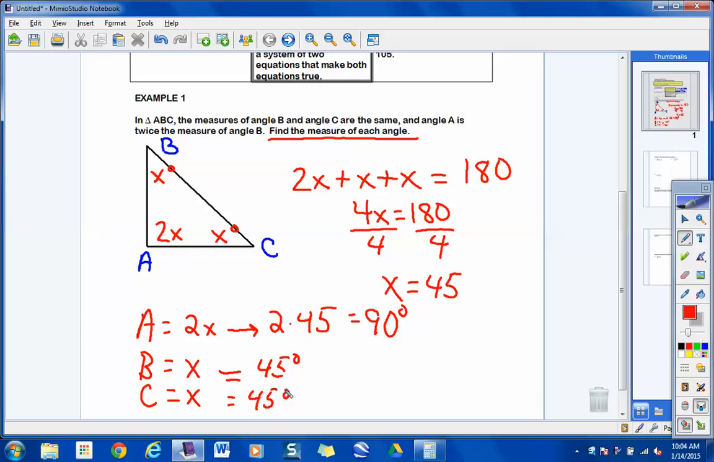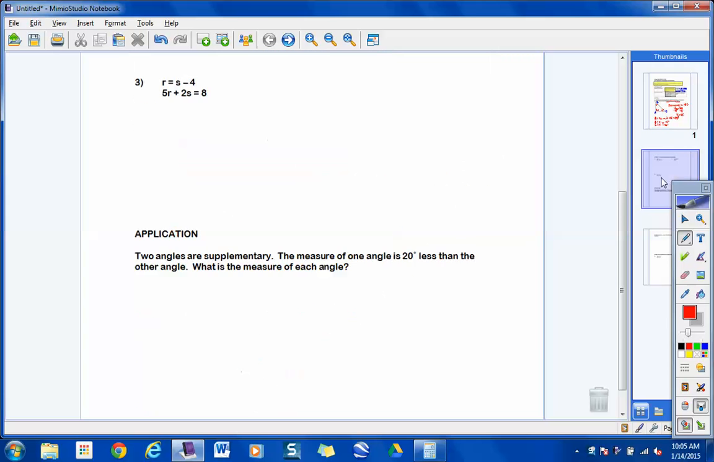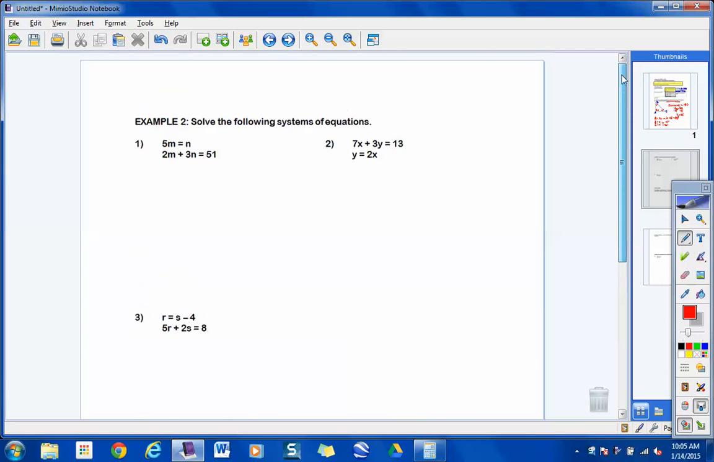Okay, let's get to the meat of this today and talk about what's really going on. Drill and practice type stuff right here, guys.